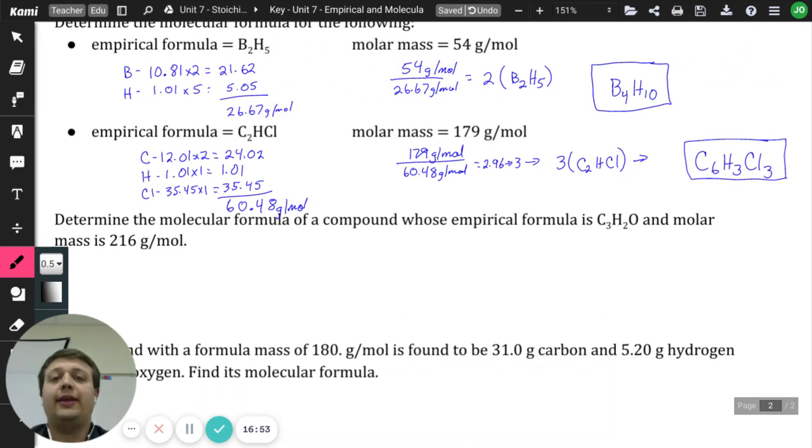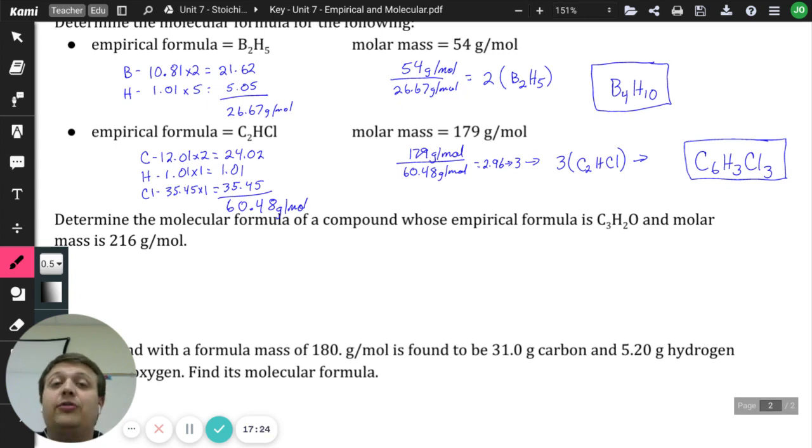All right, so let's take a look at this one. So what you should have ended up with is C6H3Cl3. How did we get that? Well, first off, we found our molar mass for our empirical formula, which was 60.48. Then we're going to take our molecular formula mass, 179, and divide it by that empirical formula mass, 60.48. So 179 divided by 60.48, and that gave you 2.96. Well, that rounds to 3, right?